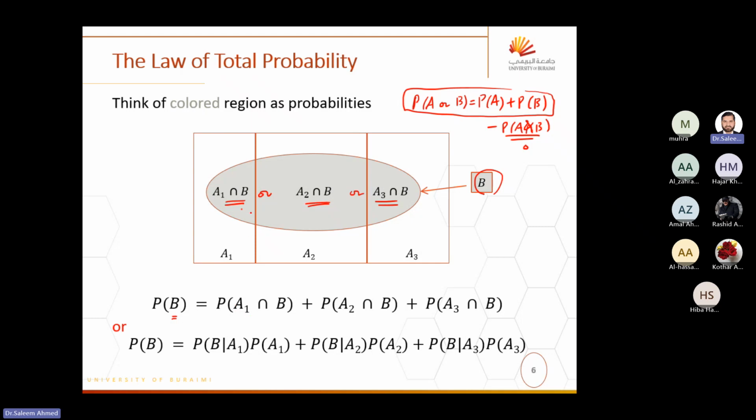Probability of first event or second event or third event. And because they have no intersection, there is no need to subtract anything. We are not subtracting anything. Everything is zero there. Okay.